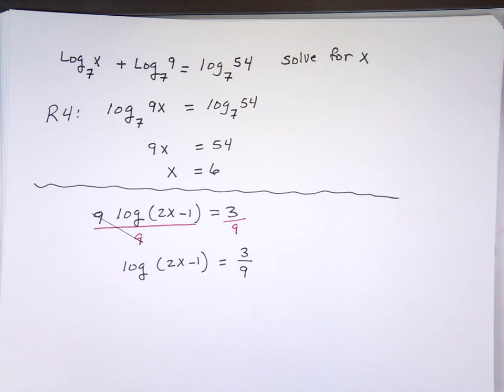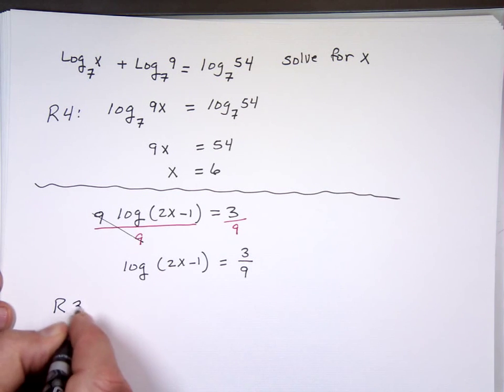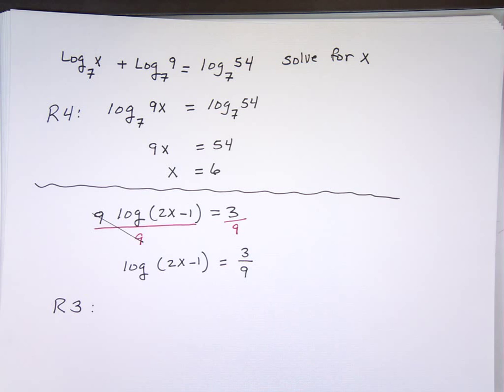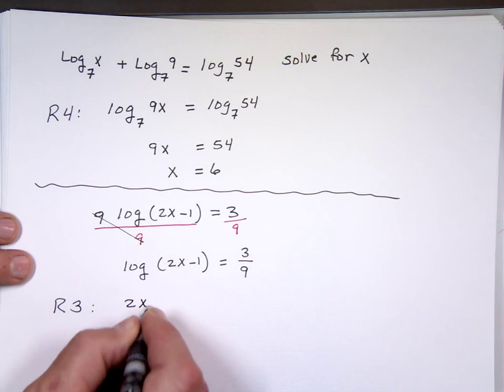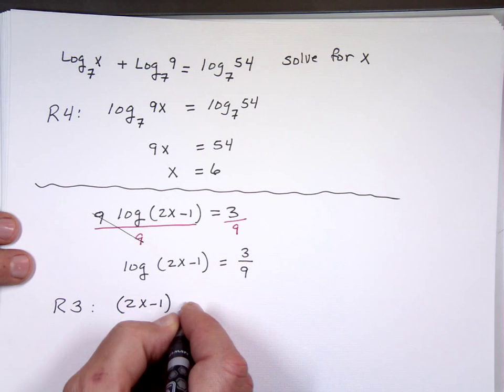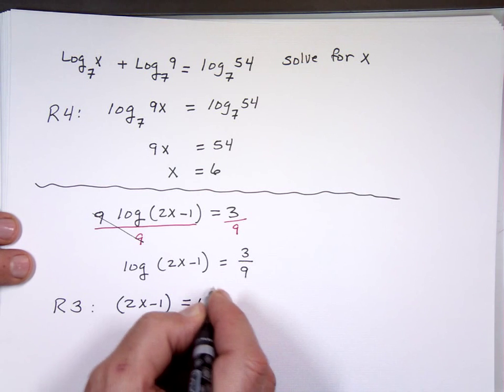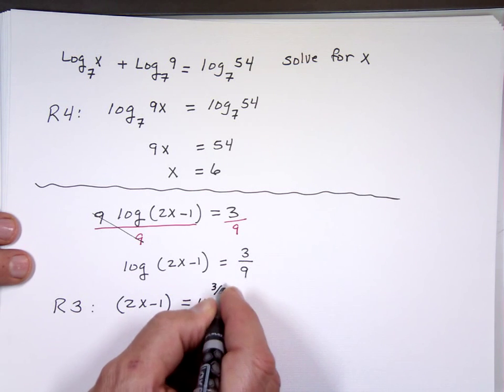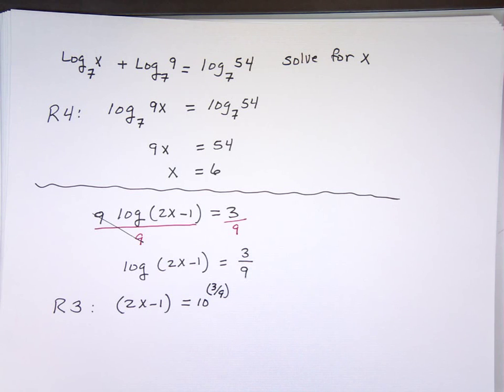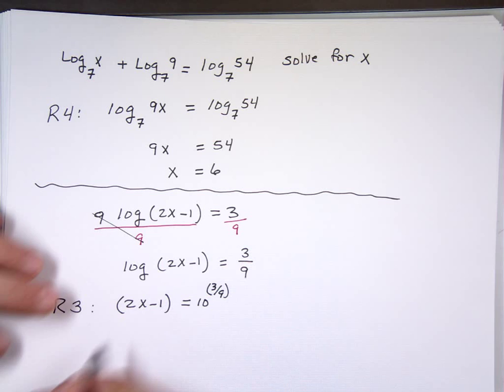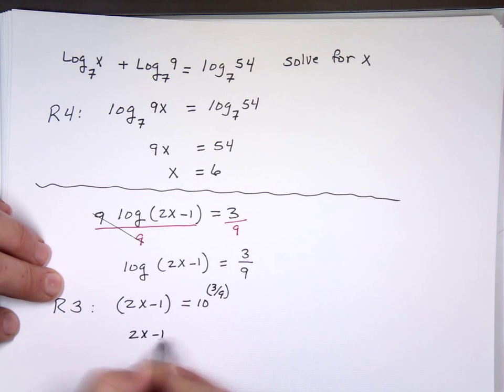There's a rule that you're going to use anytime the log is on one side. Rule 3, very good. Change it to exponential. It says 2x minus 1 has to equal the base. What's my base? It's not written here. 10 to the power of what? 3 nines, or 1/3 if you simplify it. So 2x minus 1 equals 10 to the 1/3.